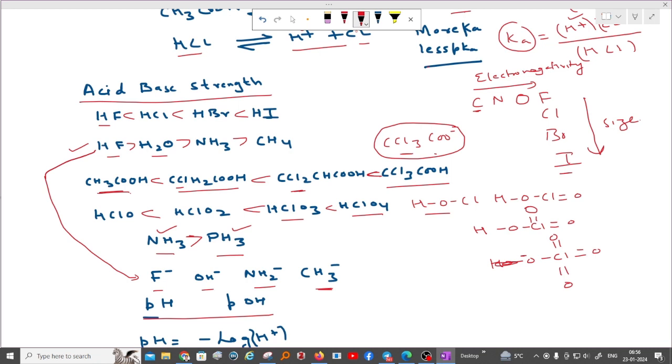So since this is more acidic, this conjugate base will be weak. This will be the acidic strength of the ions to compare, so this will be weak, and the most acidic one will be... methane is the least acidic, so its conjugate base will be CH3 minus. Hydrogen fluoride is the acid, so its conjugate base is fluoride. So obviously this will be more acidic and this will be the least acidic.